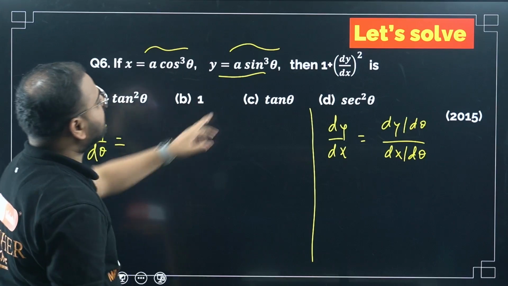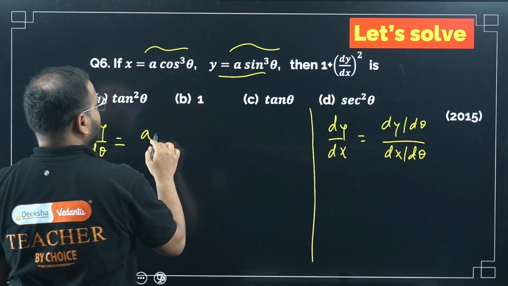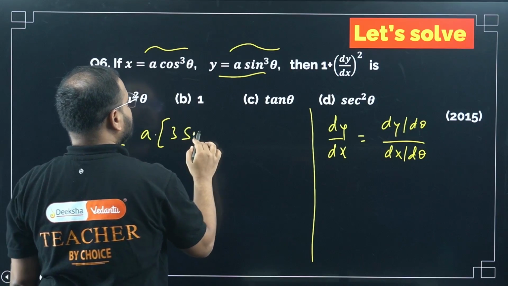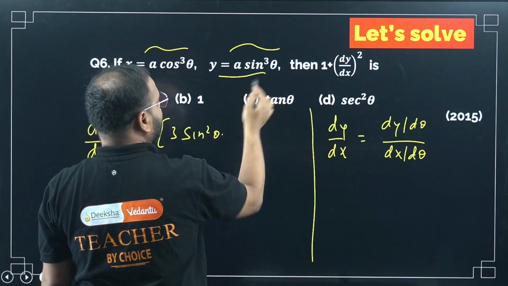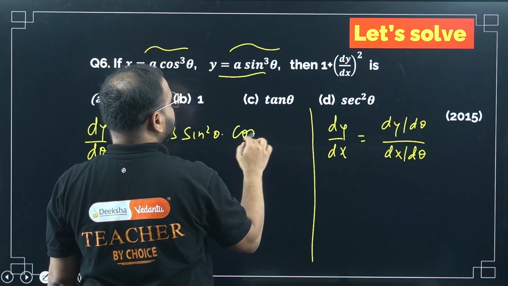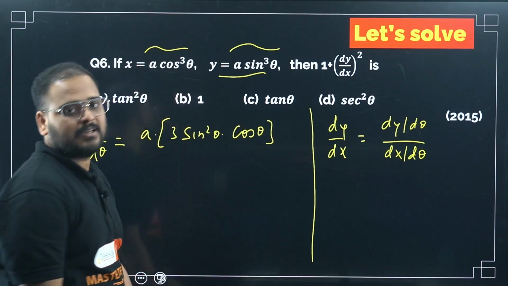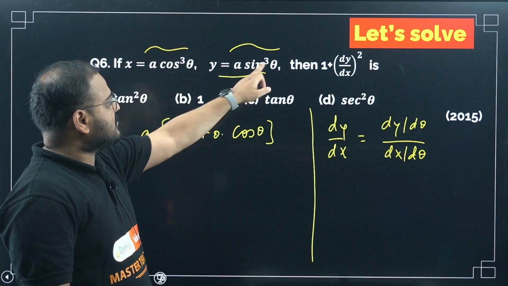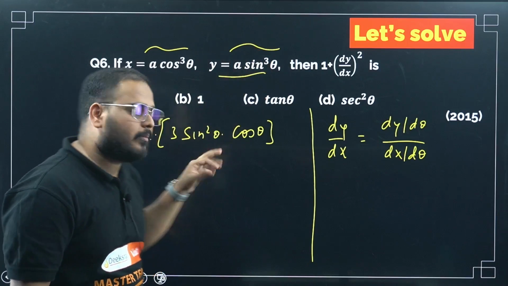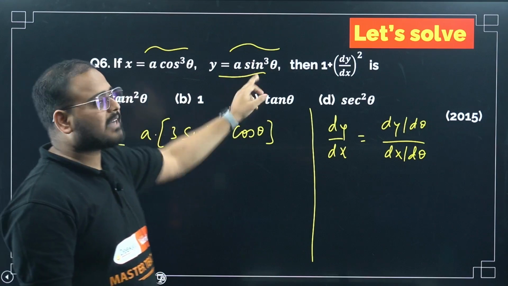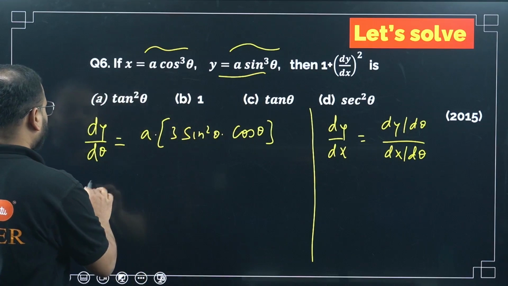Let's find dy by d theta. First, how much do I get? I keep a as it is. This will become 3 sine square theta, and sine theta will be simply cos theta. Please understand this. A as it is. This is sine cube, so the polynomial formula will be active. 3 sine square theta, and for sine I'll get cos. So this is done. What about the next one?